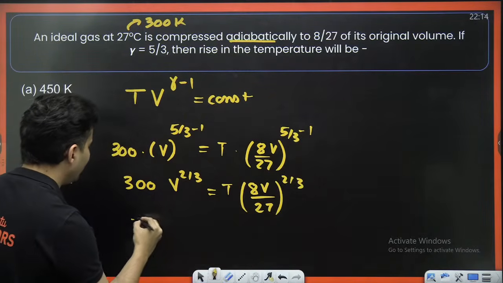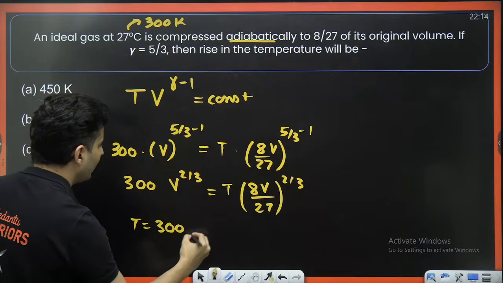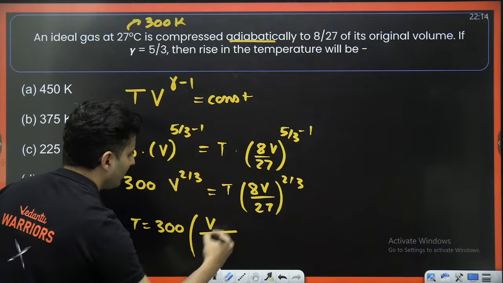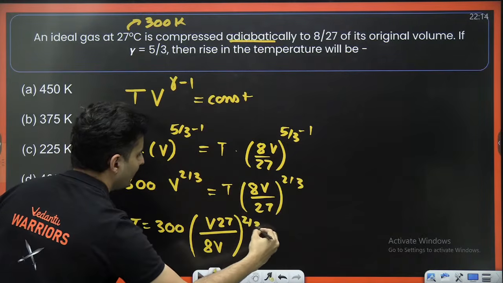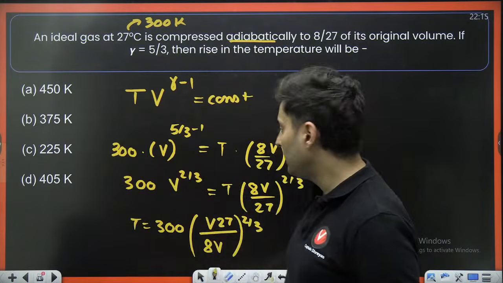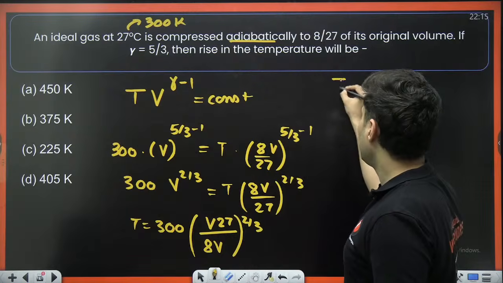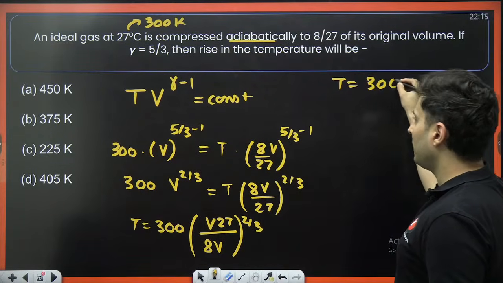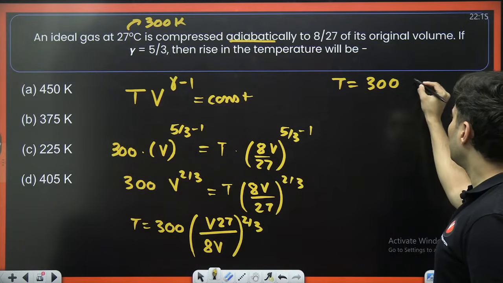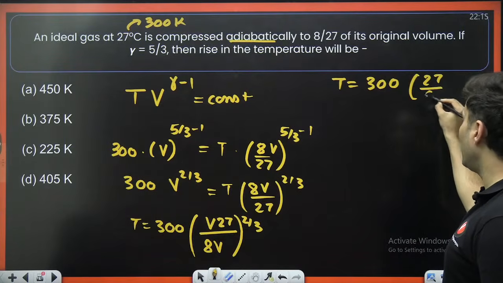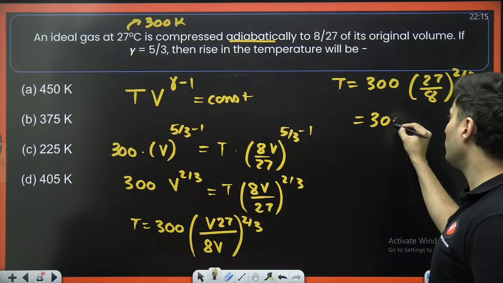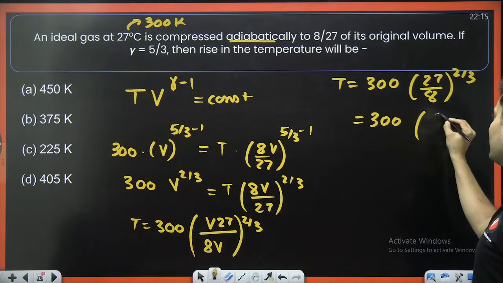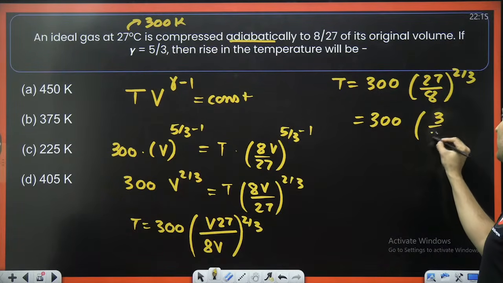I want to find T. So T will be 300, with V over here, and this 8V by 27 whole raised to 2 by 3. V and V will get cancelled. So T will be 300 into 27 by 8 whole raised to 2 by 3. First find the cube root. Cube root of 27 is 3. Cube root of 8 is 2.